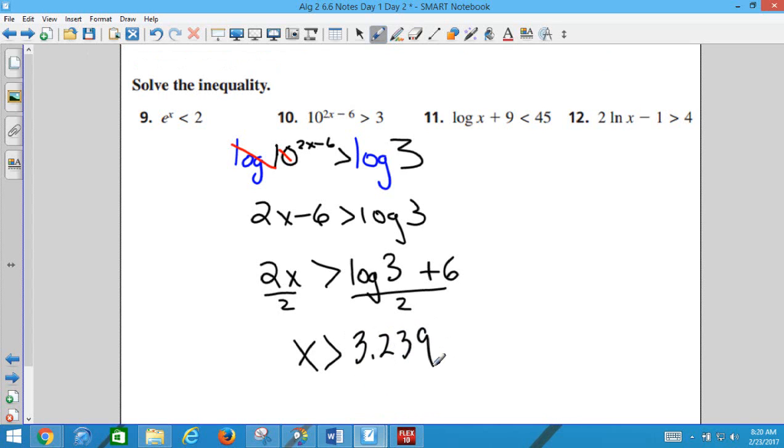Do I need x is greater than 0? This is a log. Do I need x is greater than 0? No. It's not even log. The original doesn't have log. Never mind, I lied. Next one has log.